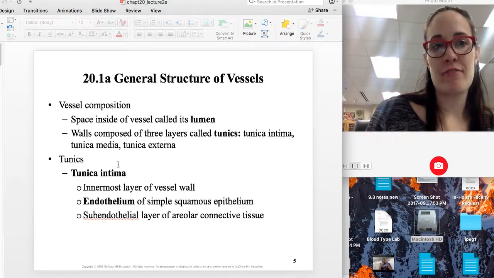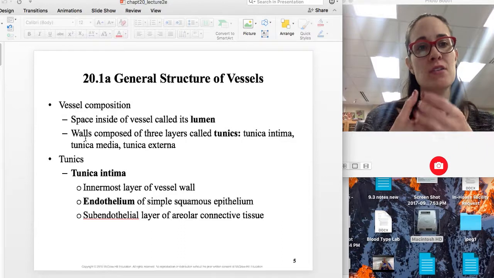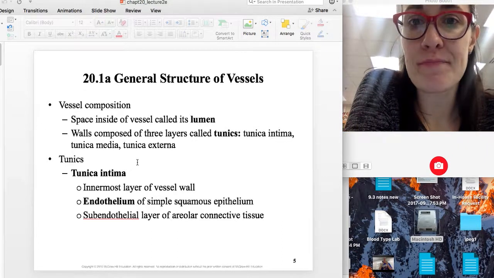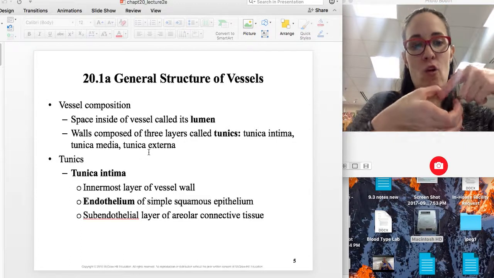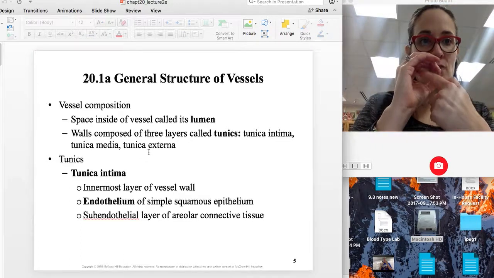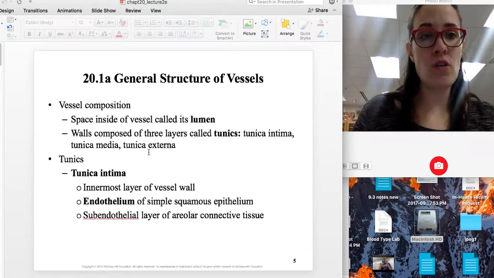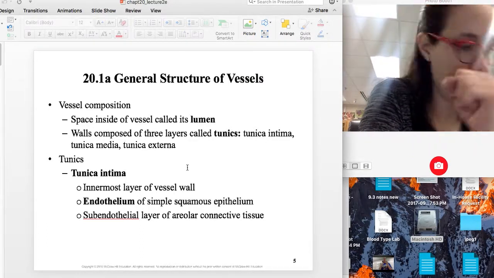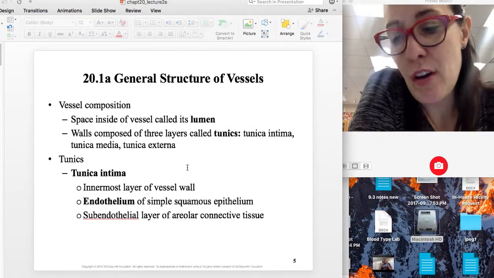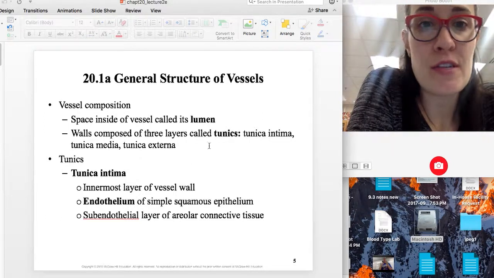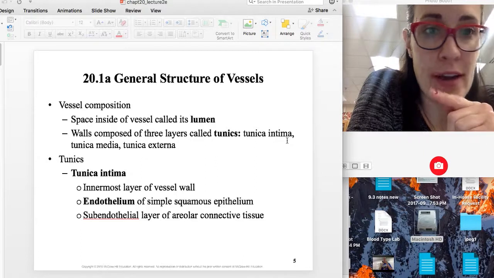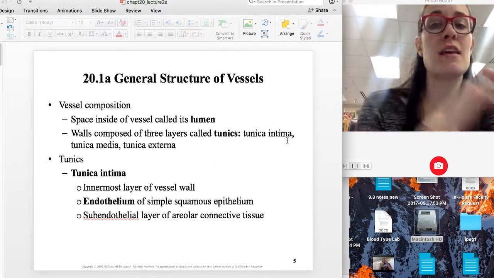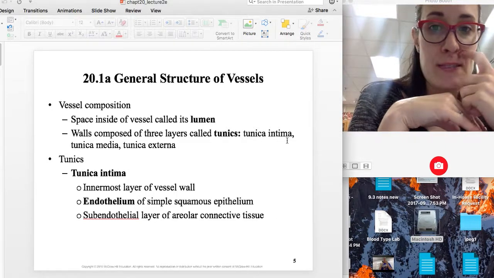When you look at a blood vessel, the cross-sectional view, the blood vessel has an opening in the middle. That opening, that space, is called a lumen. And then outside to that opening, so here's our lumen, we have the walls of the blood vessels, and they're composed of 3 layers. These layers are called tunics. There's a tunica intima, or the innermost layer. The middle layer is the tunica media, and then the outside layer is the tunica externa.